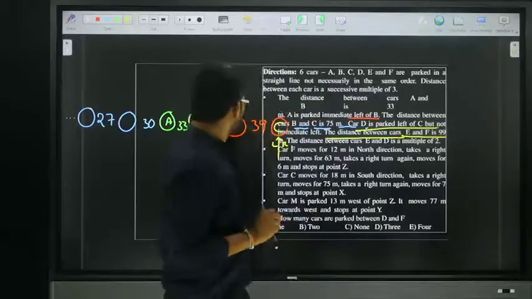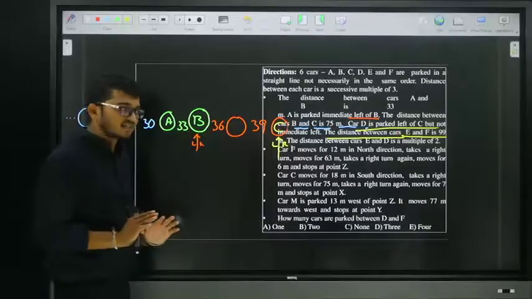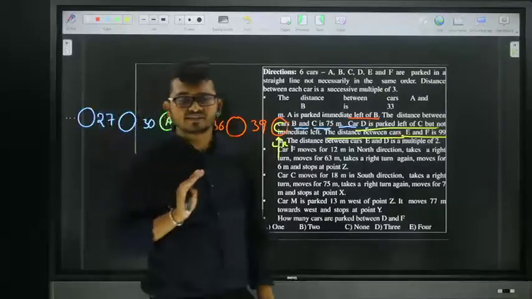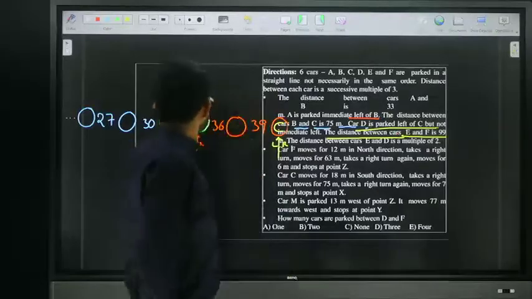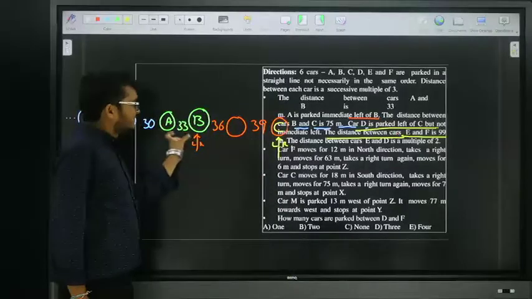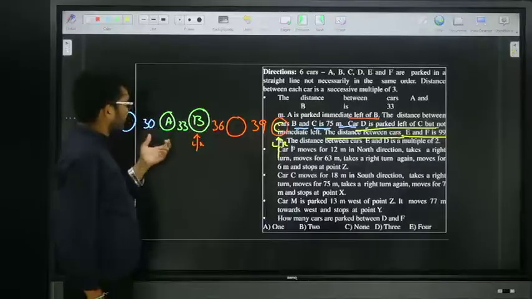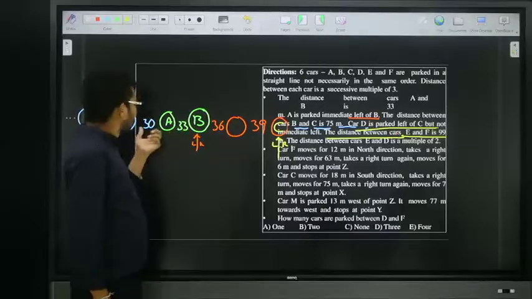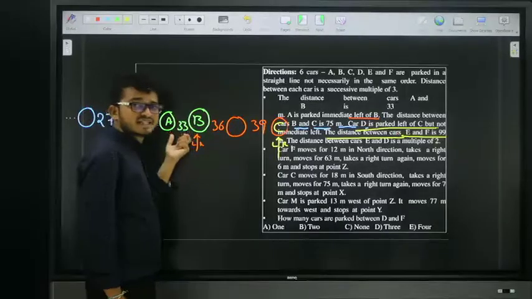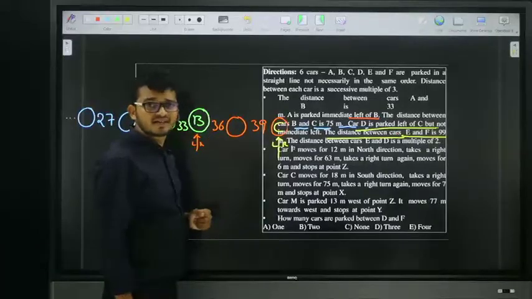That means, friends, if you are going to add any distances, then total is 99. Suppose friends check here, if you add 30, 33, total is what? 63. 63 plus 36 total is what? 99. Total is 99.